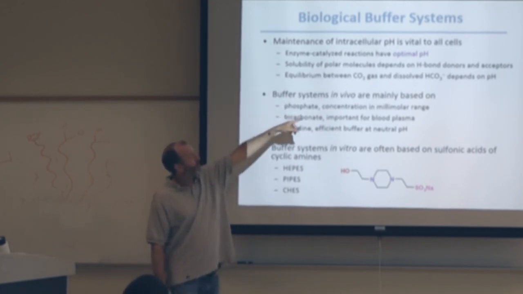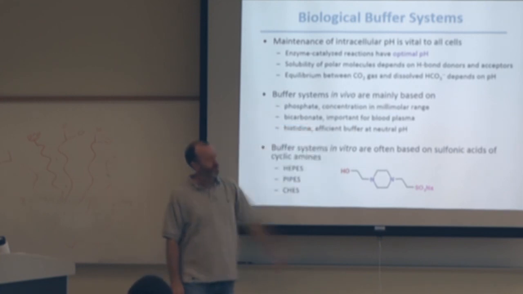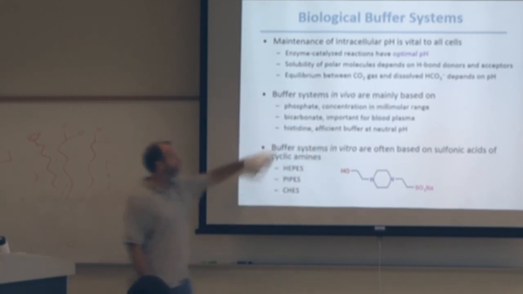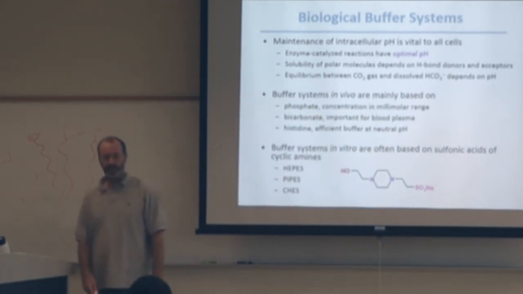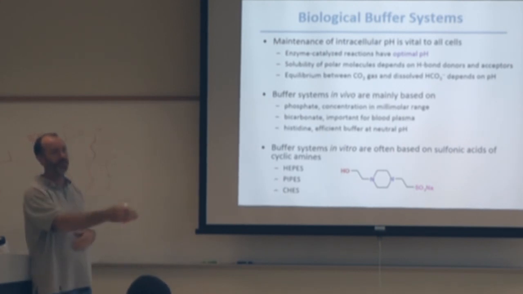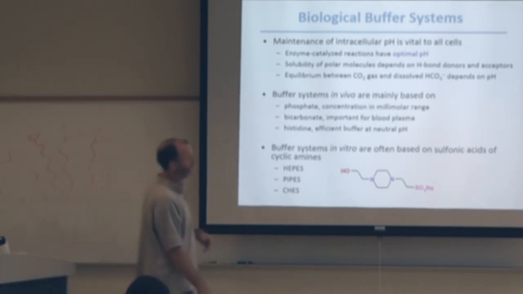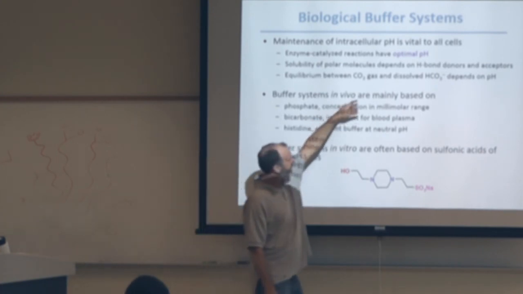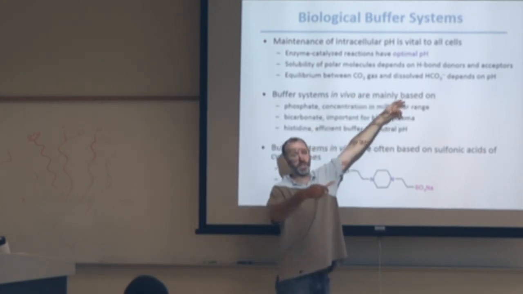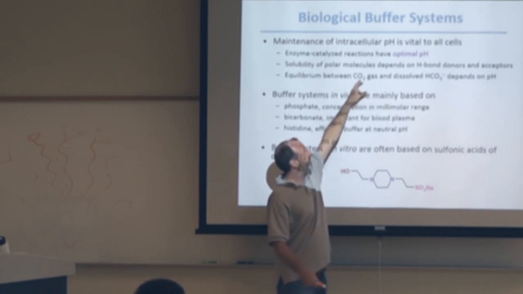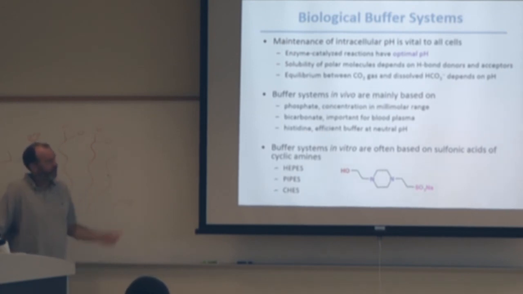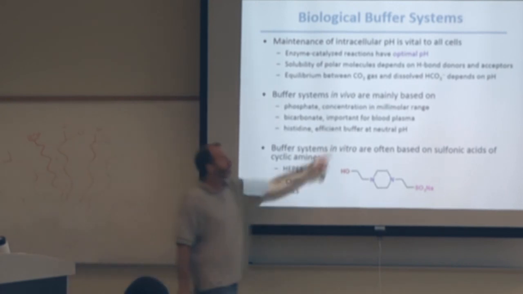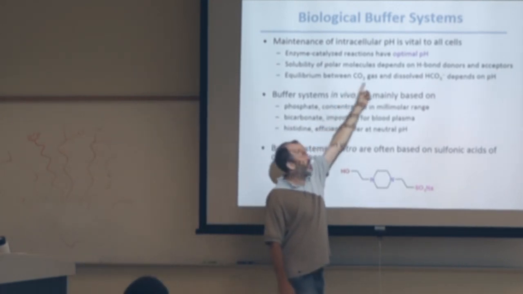The equilibrium between carbon dioxide gas and dissolved bicarbonate also depends on the pH. And this is actually the buffer of our blood, bicarbonate and carbon dioxide. There's actually a Henderson-Hasselbalch-like equation that you can derive where, instead of having bicarbonate and carbonic acid, you have carbon dioxide gas and bicarbonate. And that's how we regulate our blood pH. How do we do that? Do you know? Because we control the concentration of carbon dioxide and bicarbonate.